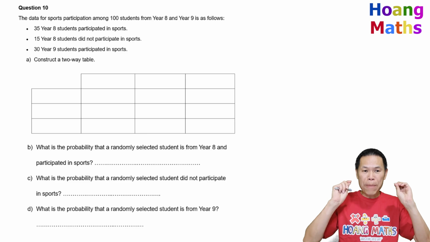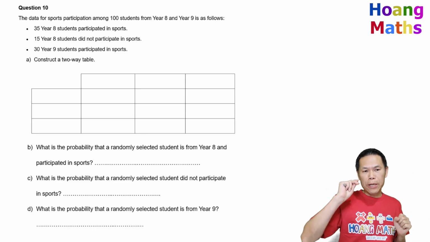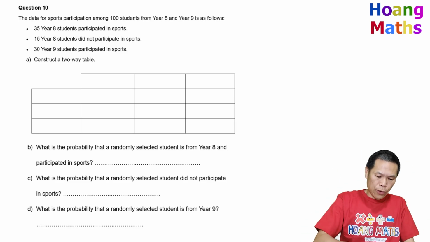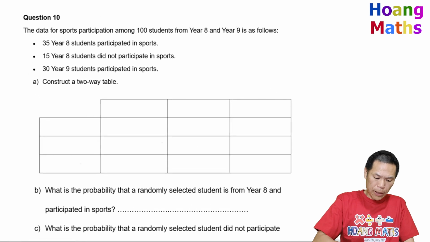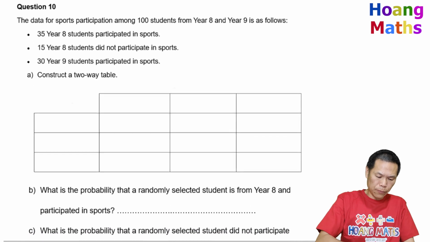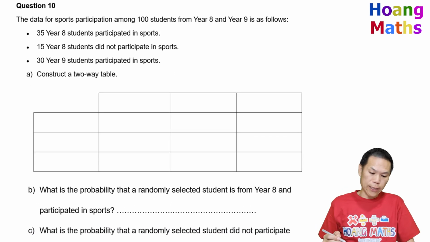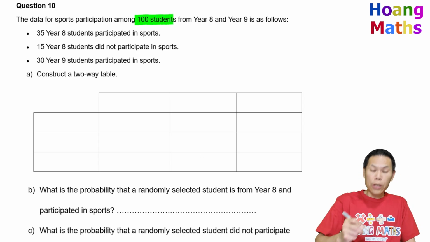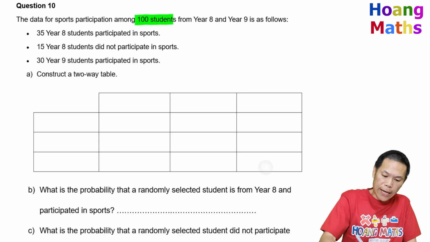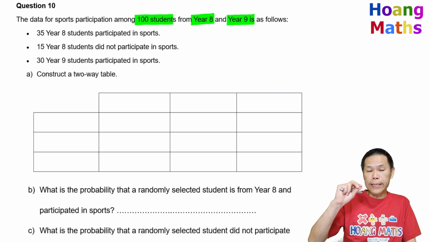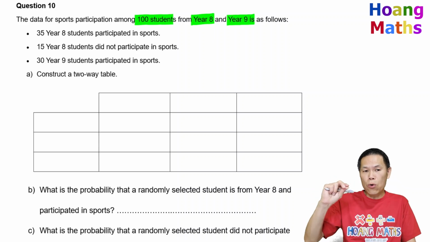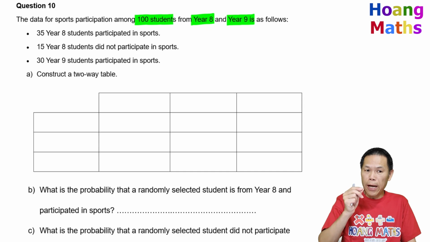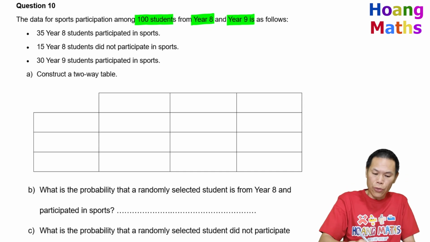Hi there, I'm back. How did you go? Let me go through it with you. First of all, let me just make it a bit bigger. We know that there are 100 students. So we have year 8, year 9. We can put year 8, year 9 on the first row or first column. It doesn't matter. Okay, so let me just write on the row.